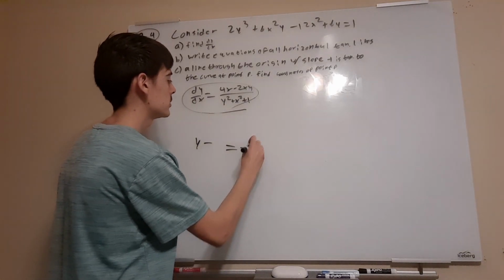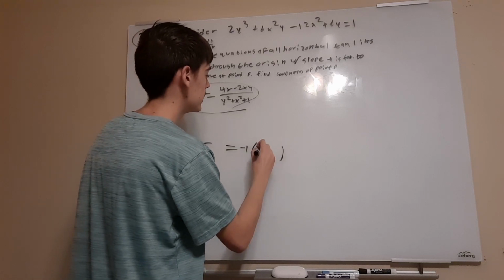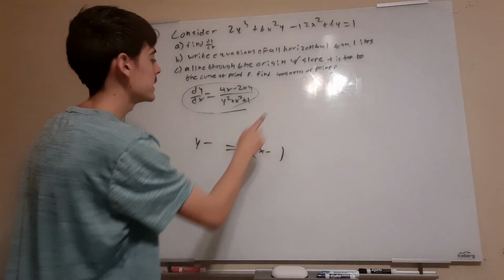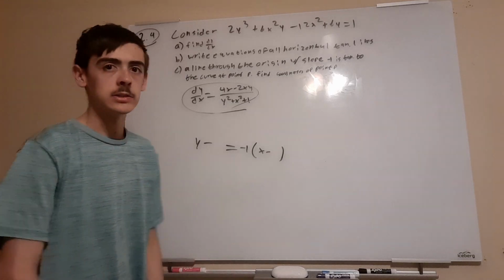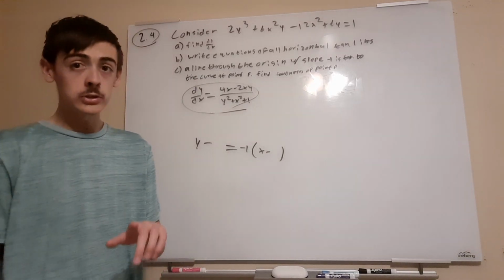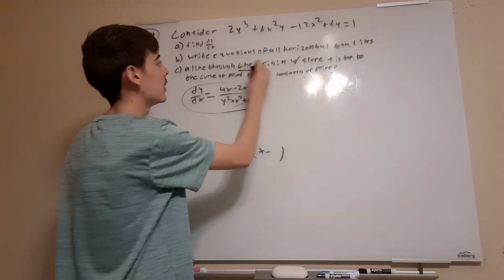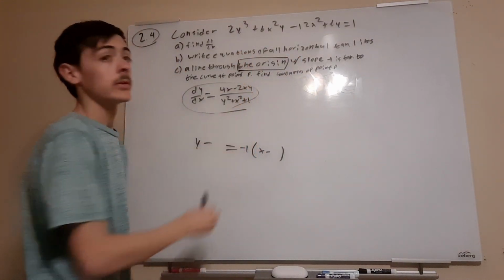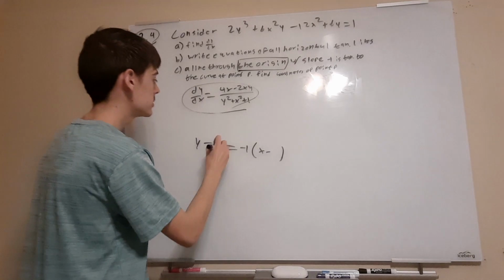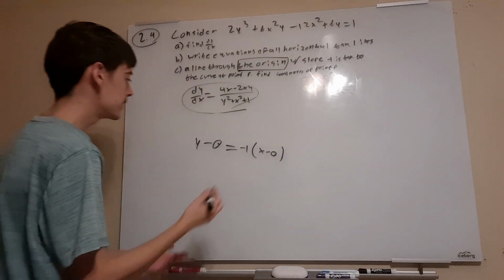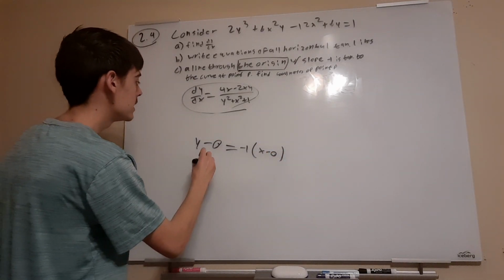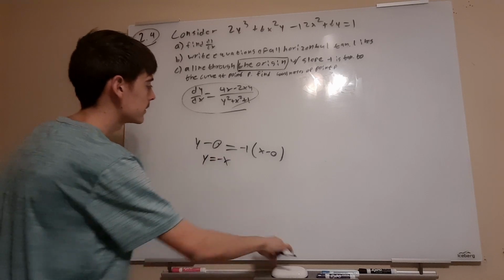So plugging in our information, we know that slope's -1, but we don't know actual x and y coordinates. Except we do. They give it to us subtly. It says a line through the origin. The origin. If you remember, the origin is just 0, 0. So that's our point. So basically it's telling us our tangent line is y equals -x.